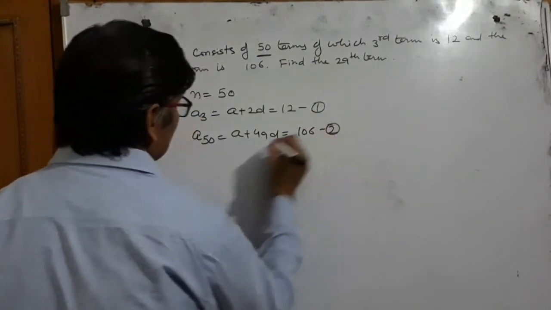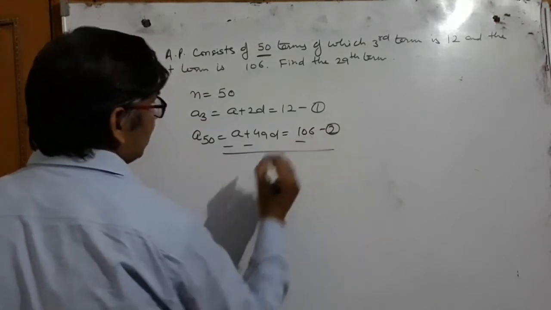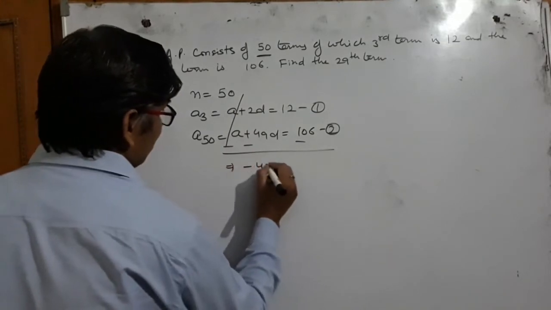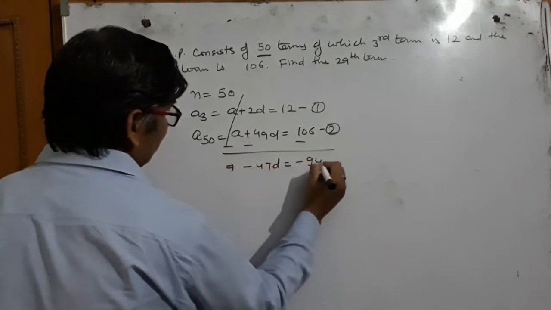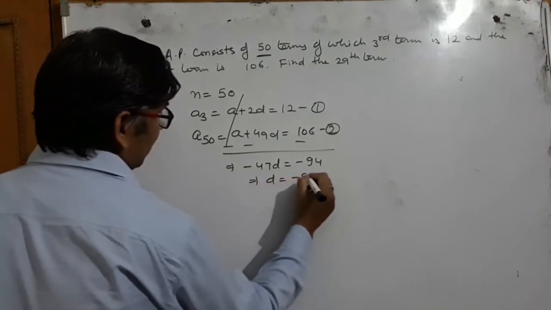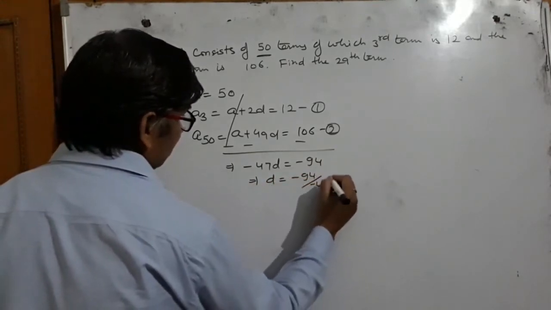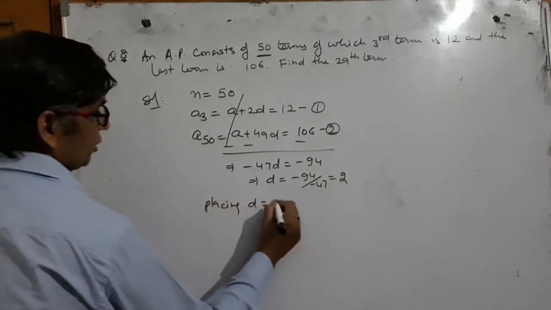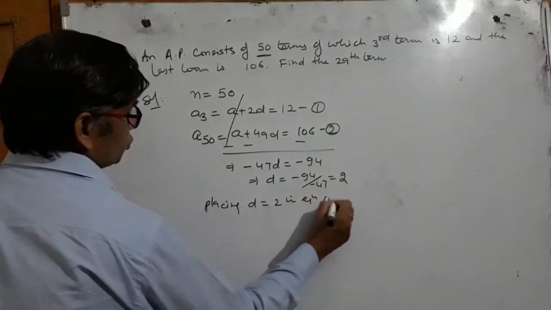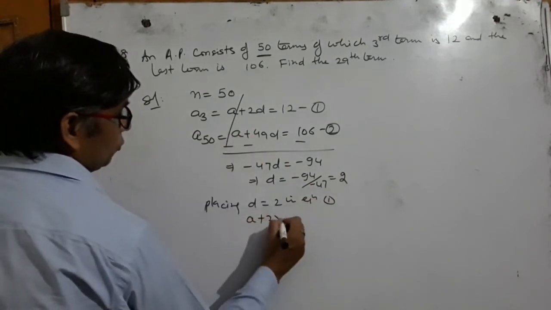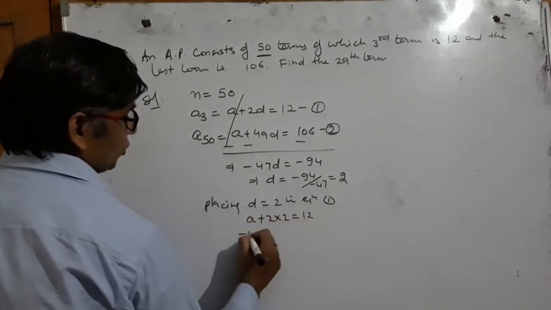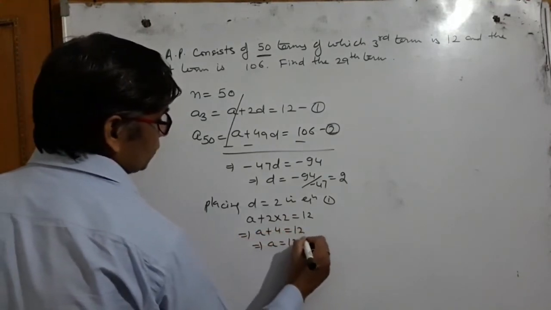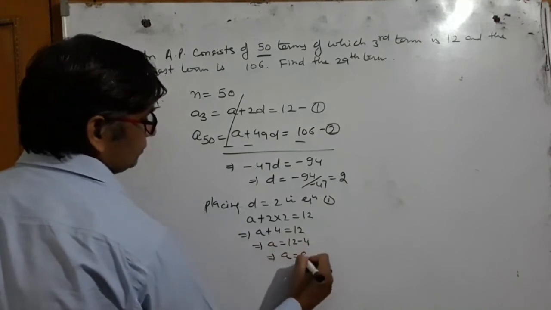This is equation 2. Using the elimination method to find the values of A and D, minus A plus A cancel, minus 47D equals minus 94. So D equals minus 94 upon minus 47, that is 2. Placing D equals 2 in equation 1: A plus 2 into 2 equals 12. So A plus 4 equals 12. So A equals 12 minus 4. So A equals 8.